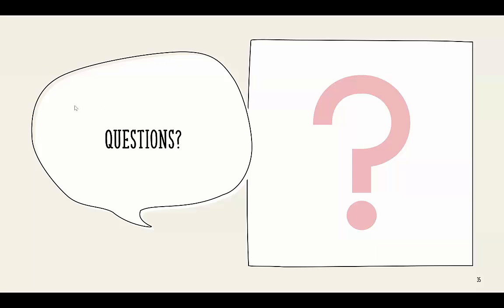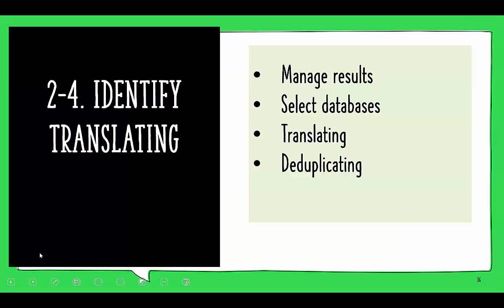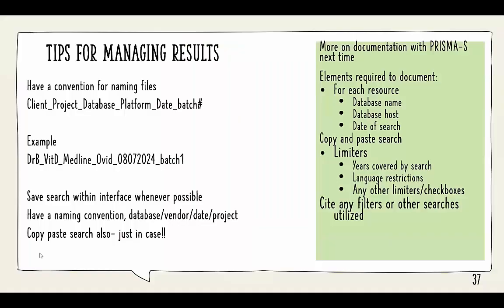Okay, so I'm going to move on because I want to make sure we get through the next set. So let me do that here. A little bit about translating and deduplicating. Probably most of y'all already have your method for naming things. This is my way of naming things. And definitely next time we're going to talk a lot more about documentation. We're going to go all through the PRISMA search report, so we're going to have a lot about that.